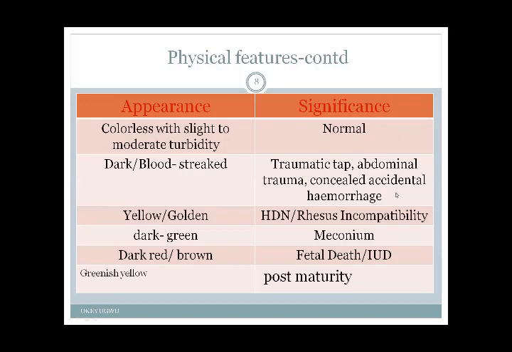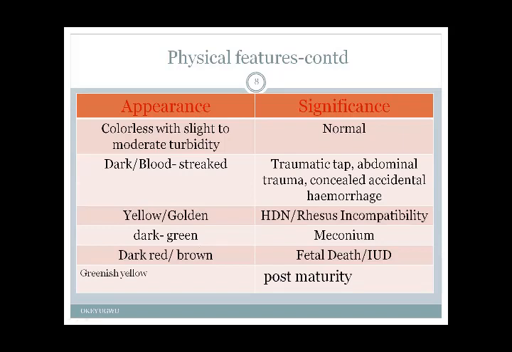Even in cases of placenta previa, if there is accompanying abruption, we can have a lighter mixed hemorrhagic discharge as well. Yellow or golden color is for hemolytic disease of the newborn, Rh incompatibility it can be, or in cases, as we discussed earlier, of term or post-term pregnancies.